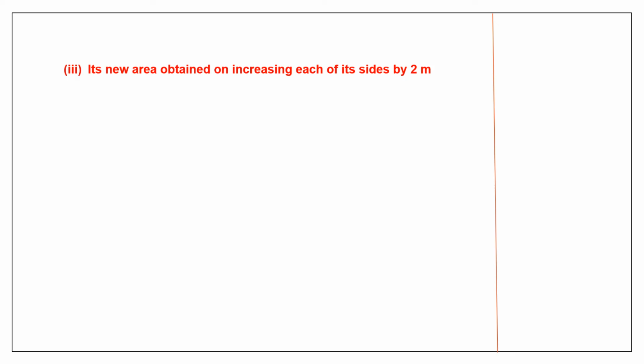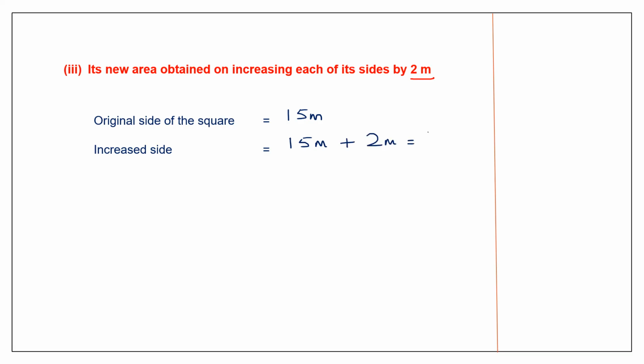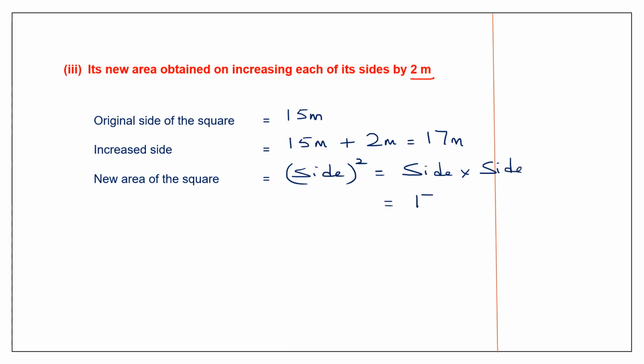Now we have to find the new area obtained on increasing each of its sides by 2 meters. So the original side of the square is 15 meters. We found out. Then the increased side will be 15 meters plus 2 meters. That will be equal to 17 meters. So now we have to find the new area of the square. Let's use the formula side square, which is side into side. This is equal to 17 meters into 17 meters.